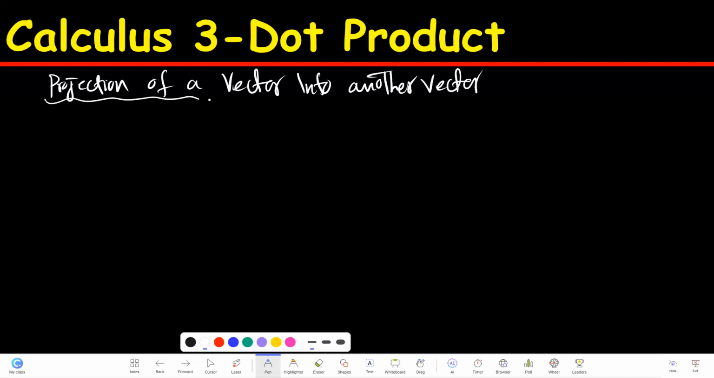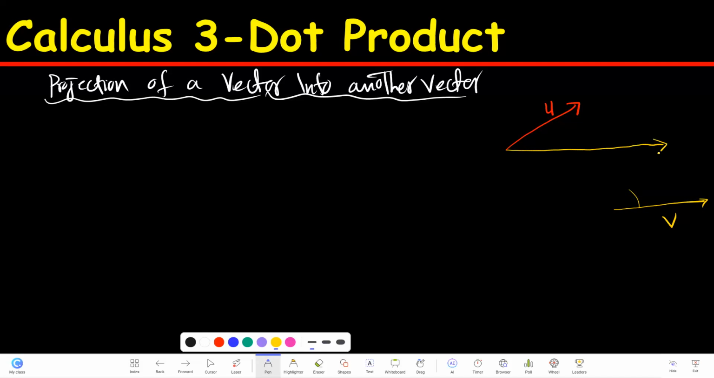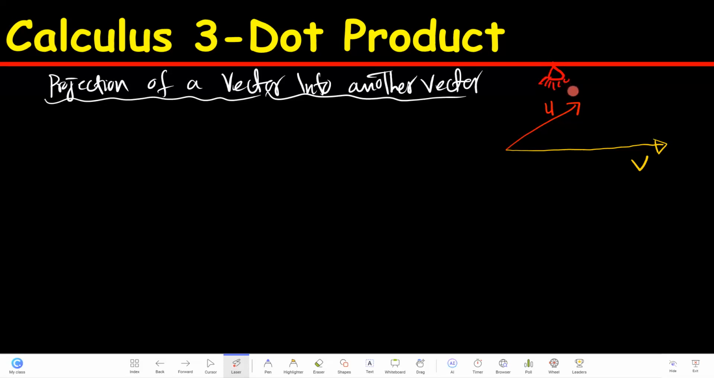For example, let's suppose I have a vector u and I have a vector v. Vector v is a little bit longer. So I'm going to move this vector here. And really what projection means is, if I have a light bulb here and I turn it on, the light is going to fall onto this vector and make a shadow here. This is a shadow.